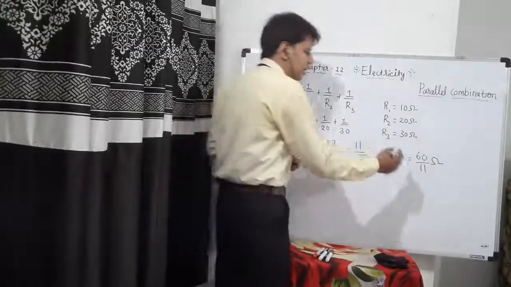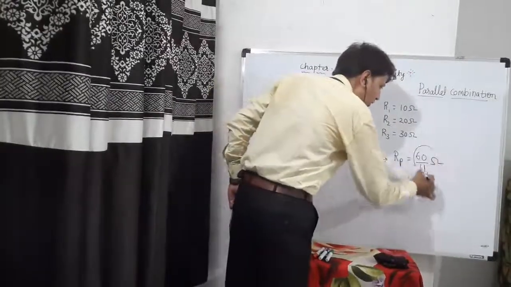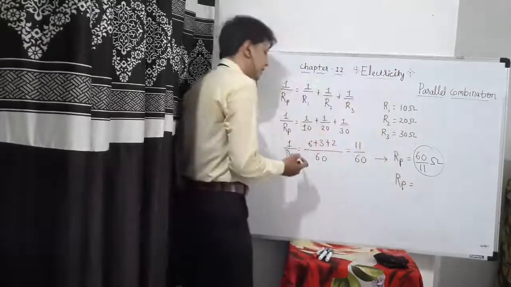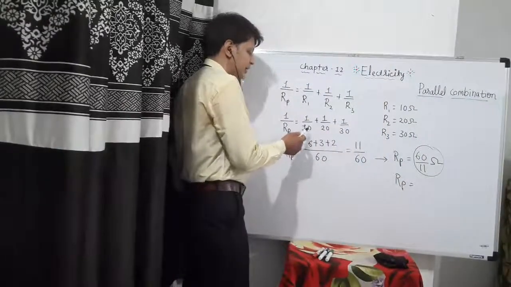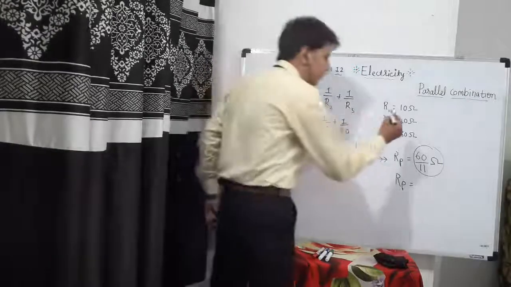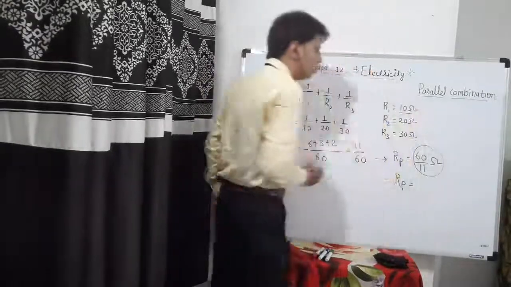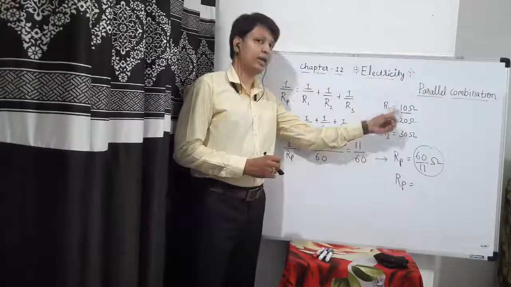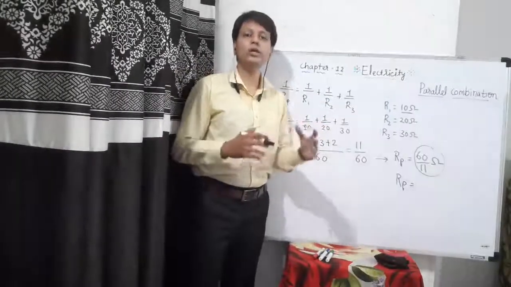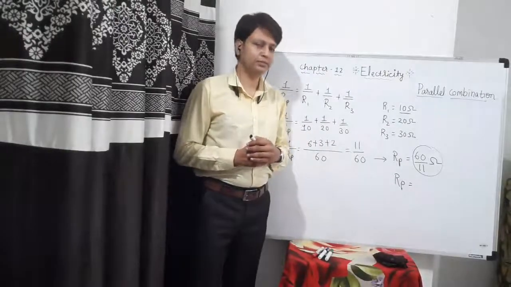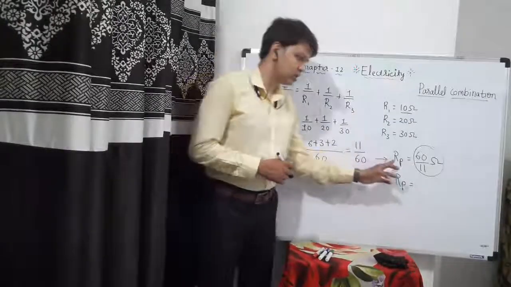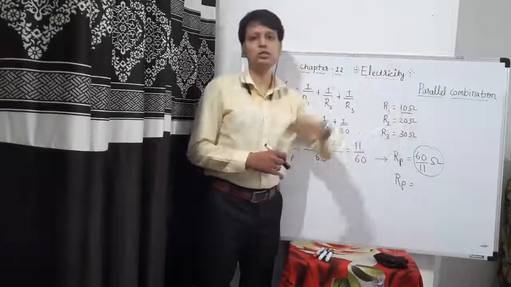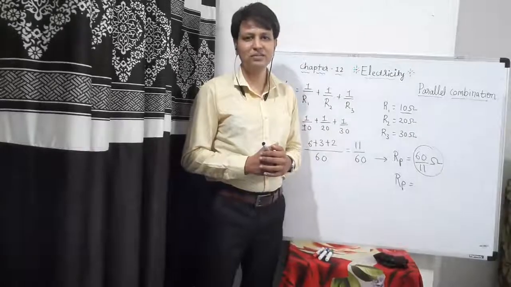The answer, 60 divided by 11 ohm, is less than 10 ohm. That means whenever we connect resistors in parallel, 10 ohm is the smallest resistor connected in parallel, and our equivalent resistance will be less than the smallest resistor connected in parallel connection.